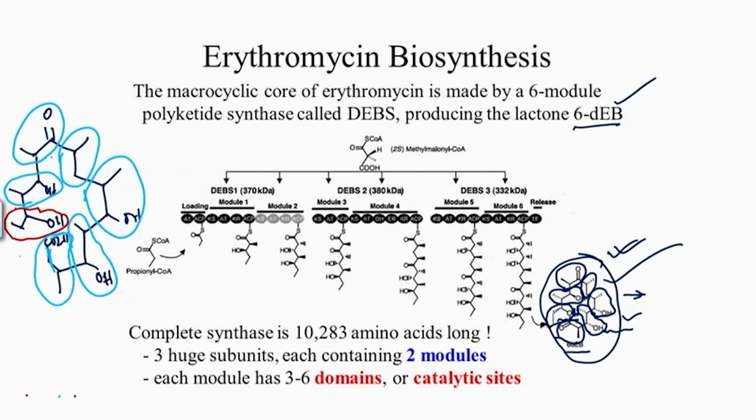So, 6 extension units, that means you have to do 6 Claisen condensations. So, there are 6 modules in this, again I repeat, apart from the loading module. So, it started all from here, this is the starter. So, what is the starter unit? It is not acetyl CoA, it is propionyl-CoA, because you have an ethyl group here. So, this is your starter unit.